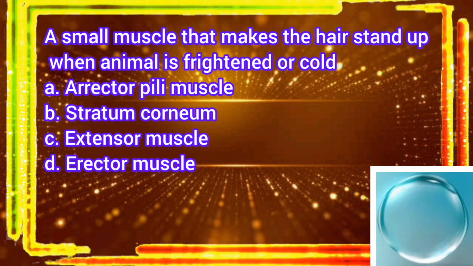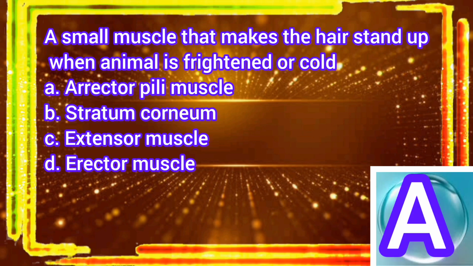A small muscle that makes the hair stand up when an animal is frightened or cold. A. Erector pili muscle. B. Stratum corneum. C. Extensor muscle. D. Erector muscle. The correct answer is letter A. Erector pili muscle.